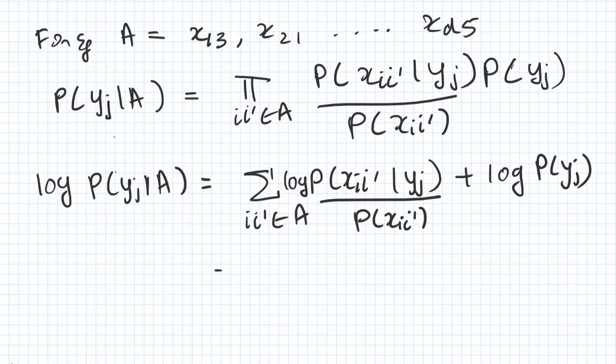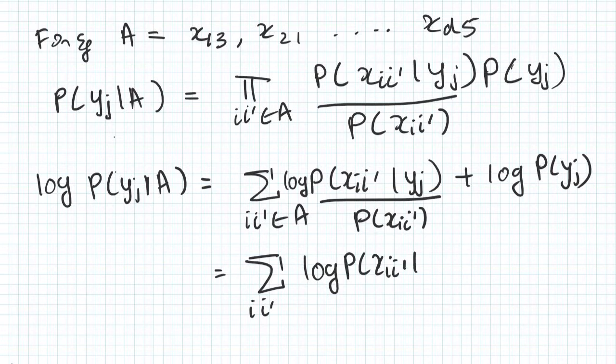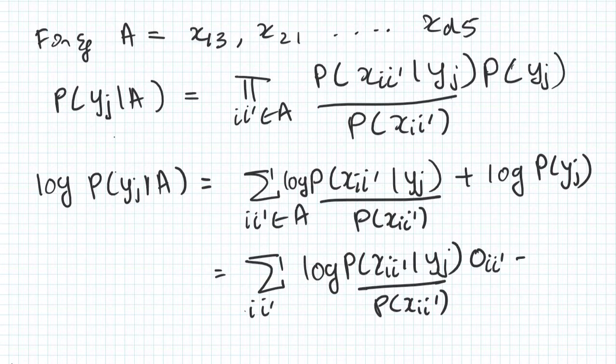Now, instead of restricting ourselves to a, suppose we sum over all possible ii primes. Then we can have log of this probability as it is, and multiply it by an indicator random variable o_ii prime, so that this will only be true if ii prime belongs to a, which means o_ii prime is 1 if ii prime belongs to a, and so we can sum over all ii primes basically. Then we also have this.